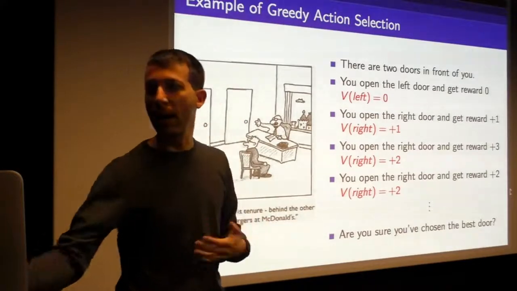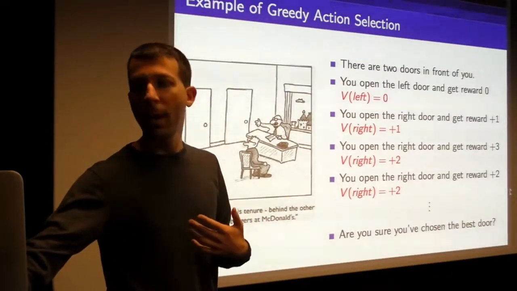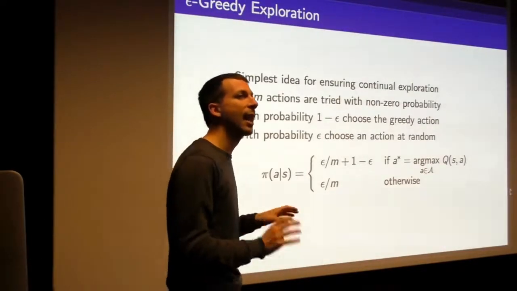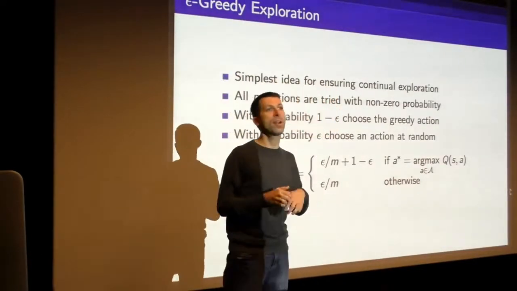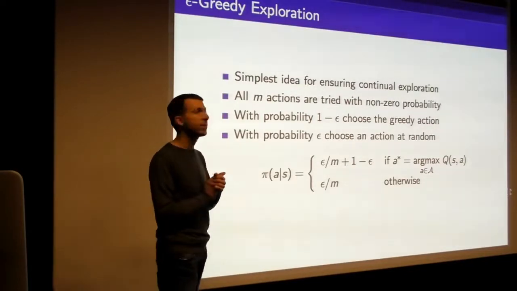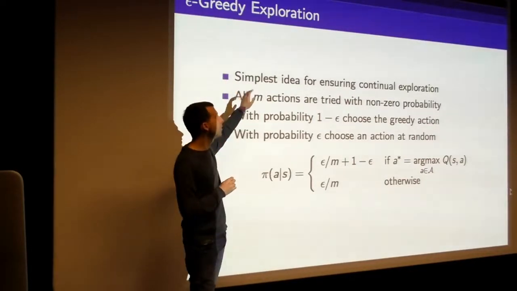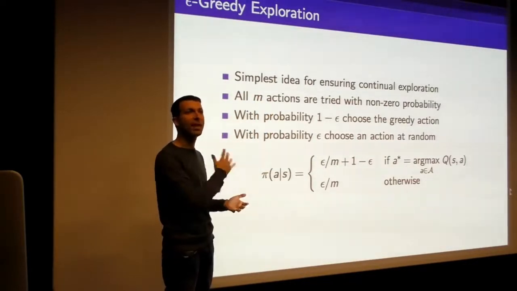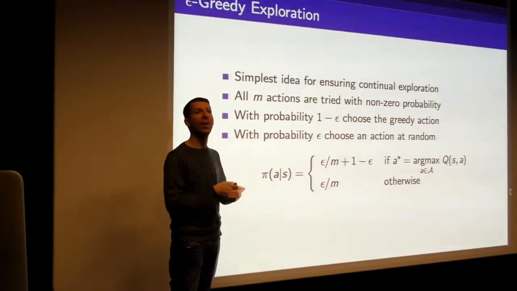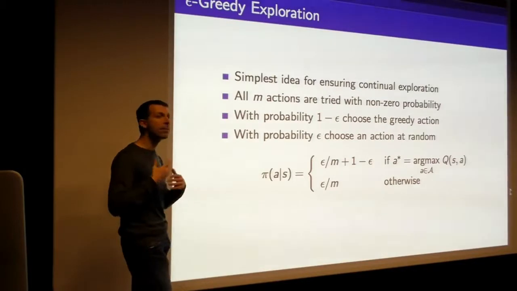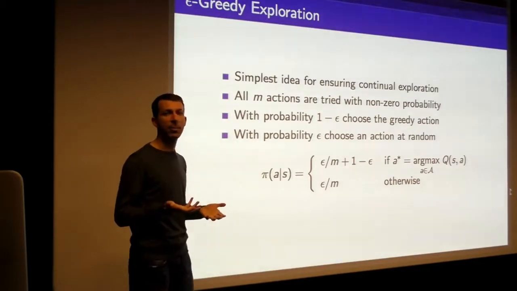So how do we do that? How do we make sure that we carry on? Well, there's going to be a whole lecture on this, but we're going to start with the simplest possible way to guarantee that you continue to visit all states and all actions infinitely often. And so this is the simplest idea for ensuring continual exploration. It's actually surprisingly hard to do better than this simple idea, although there are lots of much more sophisticated algorithms. And the simplest idea is what's called epsilon greedy exploration.